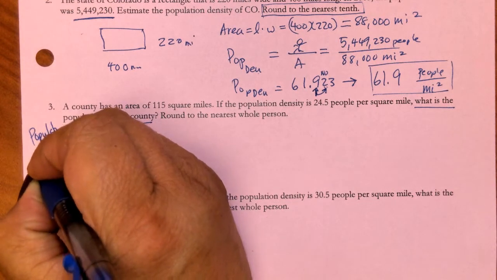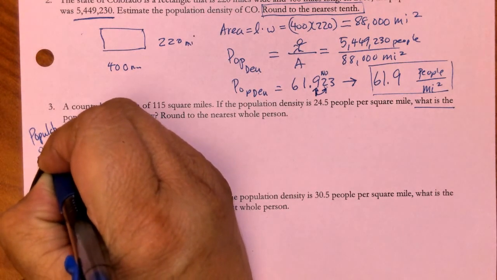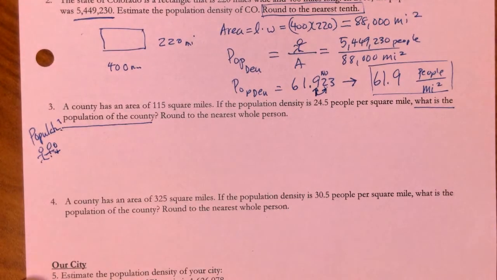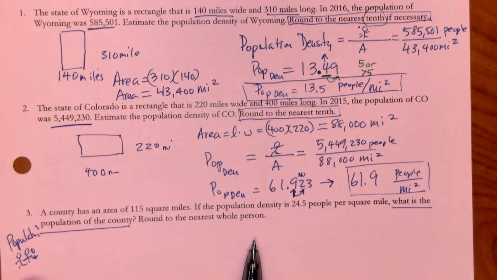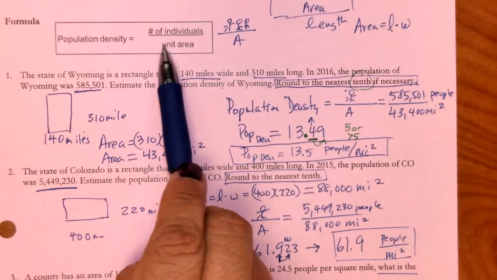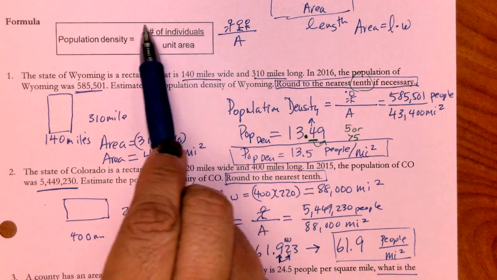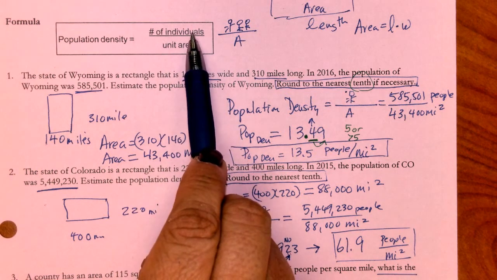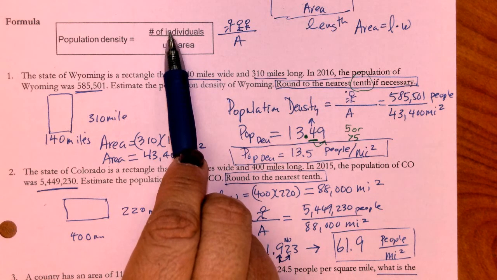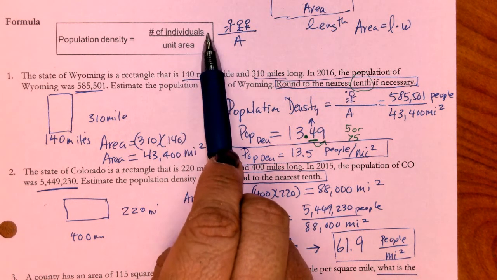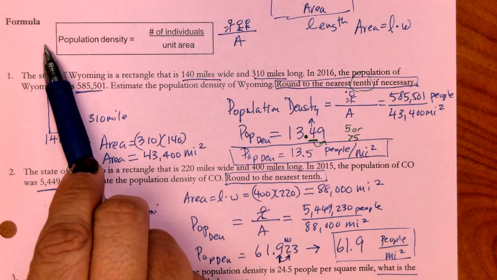Okay, so I'm going to put some people. Okay, you can do that too. It's asking for population. So our formula, if you remember, is population density equals number of individuals per unit area. So they're asking for this top part, and you algebra kids can see, in order to figure the population out, you must multiply unit area, or area, on both sides. Okay?